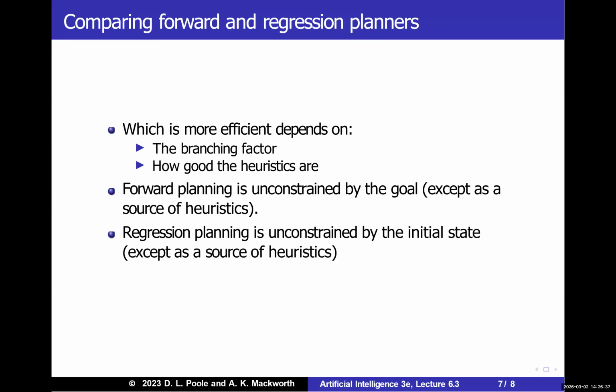Which approach is more efficient depends on the structure of the problem. If the branching factor is small going forward, forward planning may be preferable. If the goal condition is highly specific and restrictive, regression planning may reduce the search space more effectively. There is no universally superior strategy. The choice depends on the domain and how information is structured.